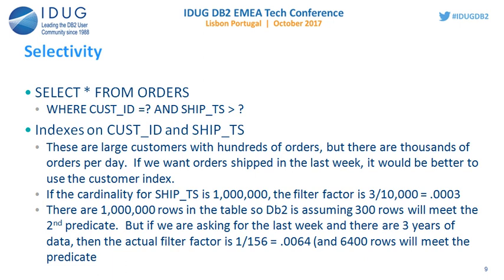So selectivity is the best solution for that. In fact, if I asked for the last week, and there's 3 years of data, the real cardinality is 6,400 rows, not 300. With selectivity, I could put on and tell DB2 the selectivity for this predicate will usually be 0.0064, or something close to that.